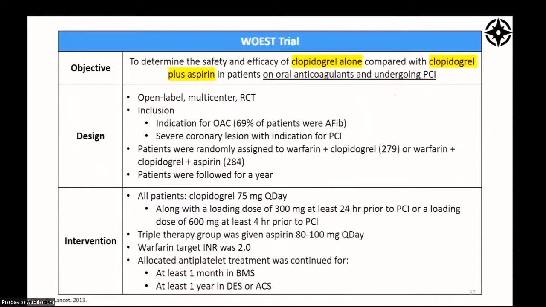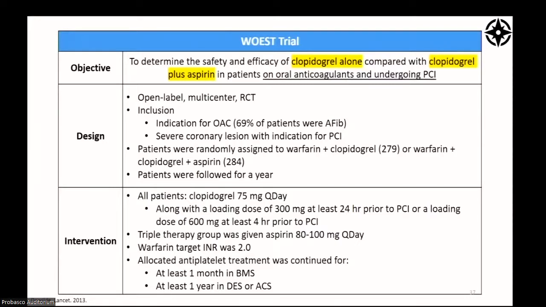So the first trial is the WOEST trial. The objective of this trial was to determine the safety and efficacy of clopidogrel alone compared with clopidogrel plus aspirin in patients on oral anticoagulants and undergoing PCI. So this was published in 2013, so DOACs were not as widespread. So this trial did look at warfarin. Patients were randomly assigned to warfarin plus clopidogrel or warfarin plus clopidogrel plus aspirin for triple therapy.